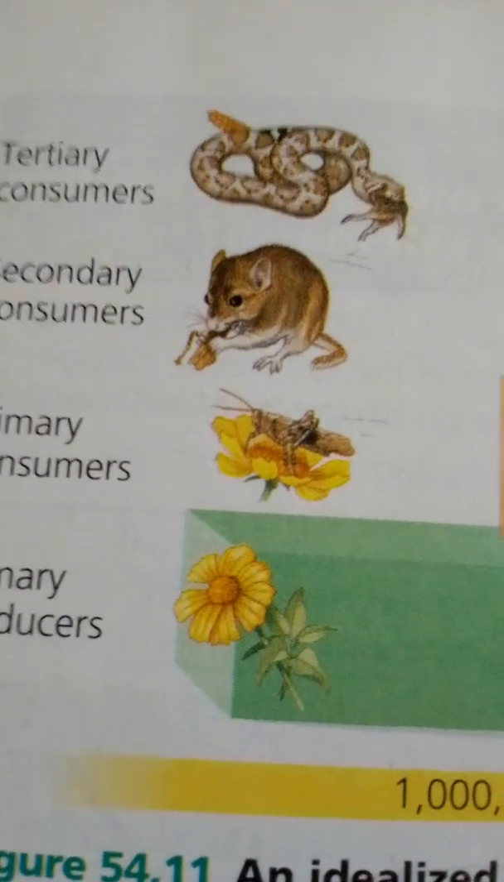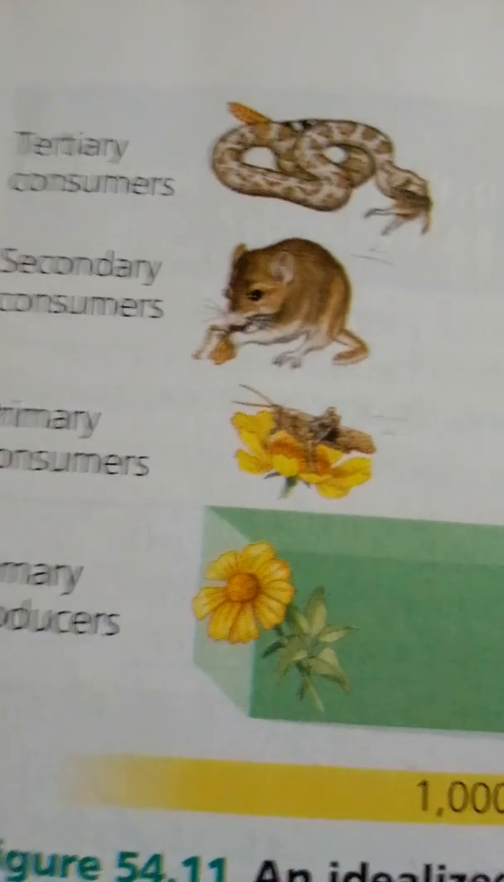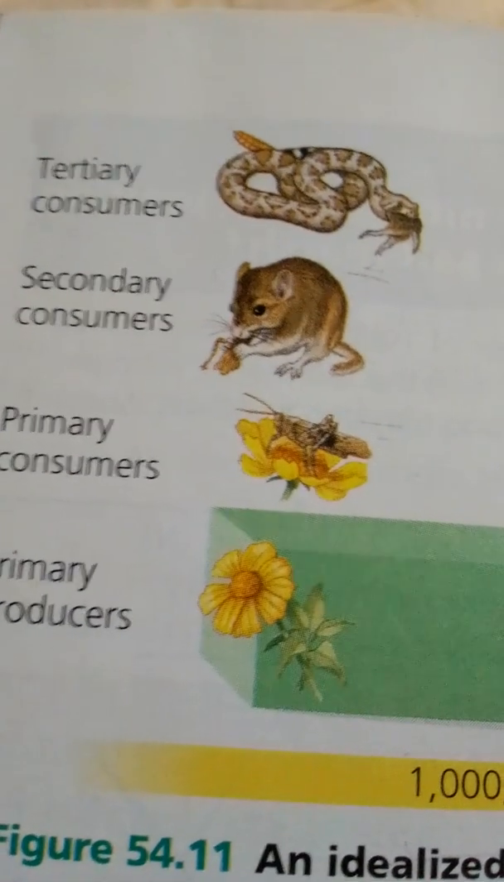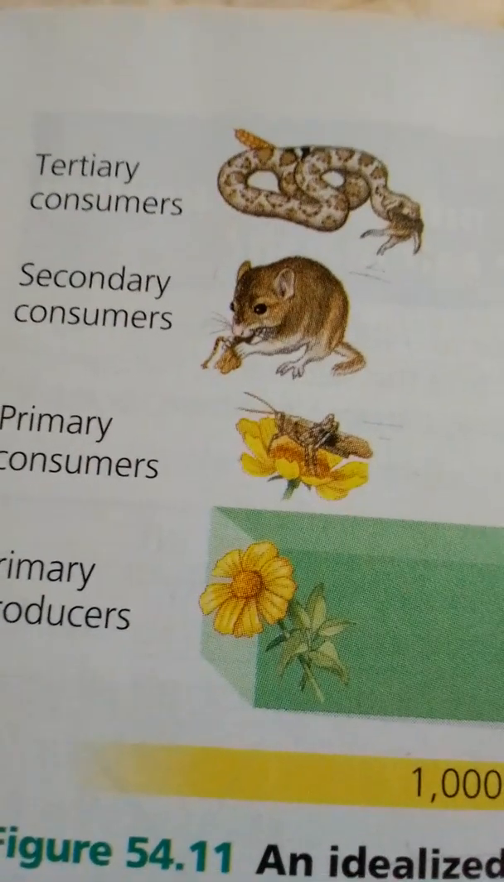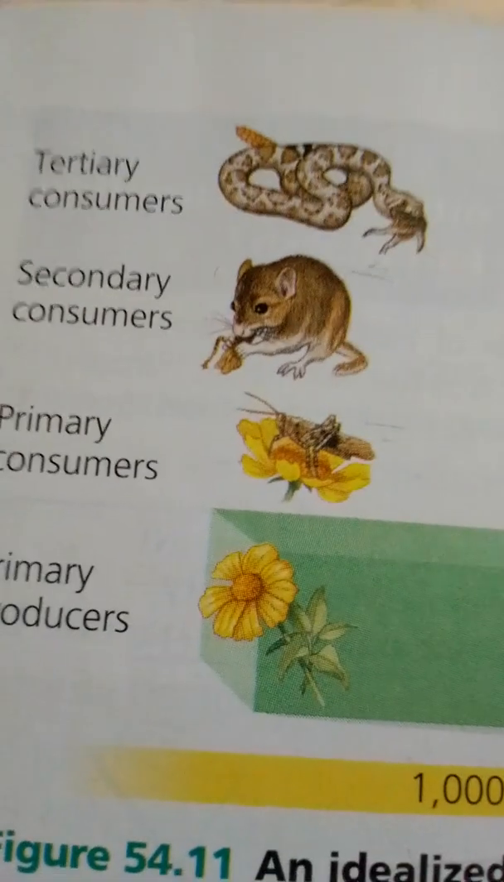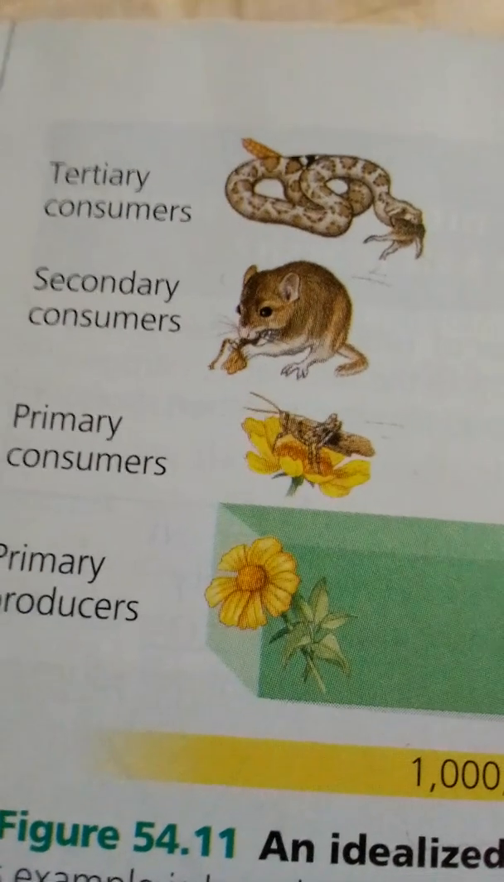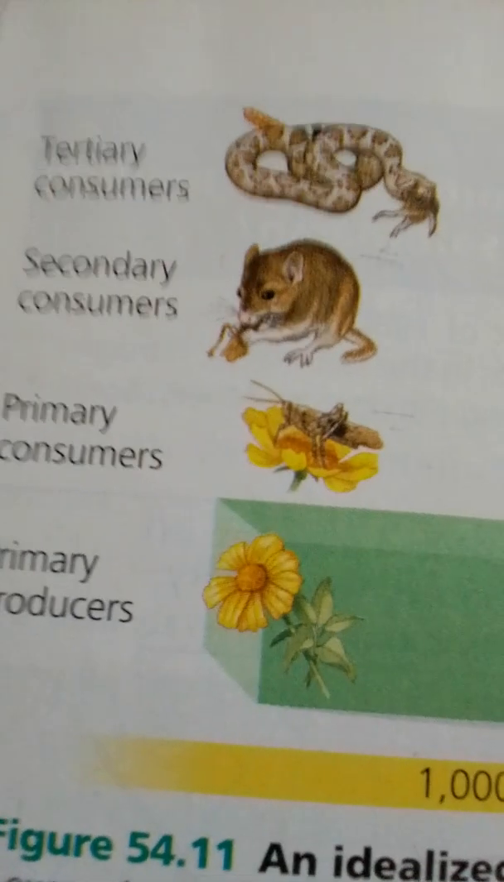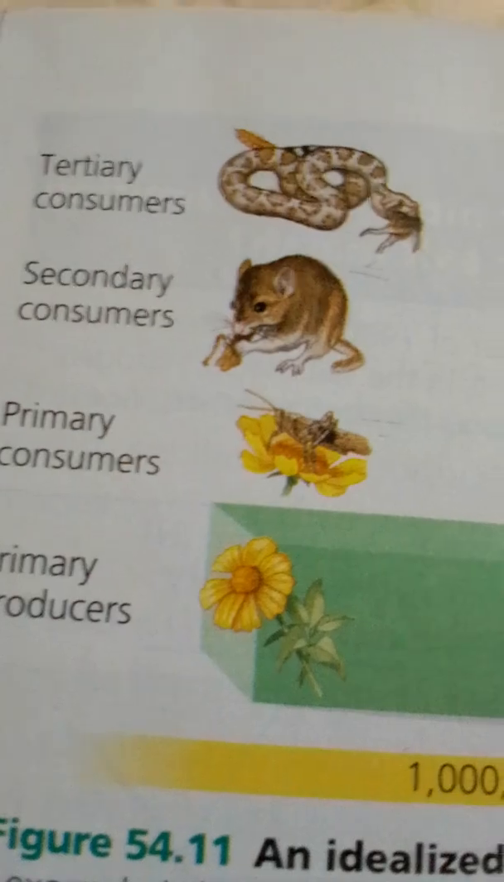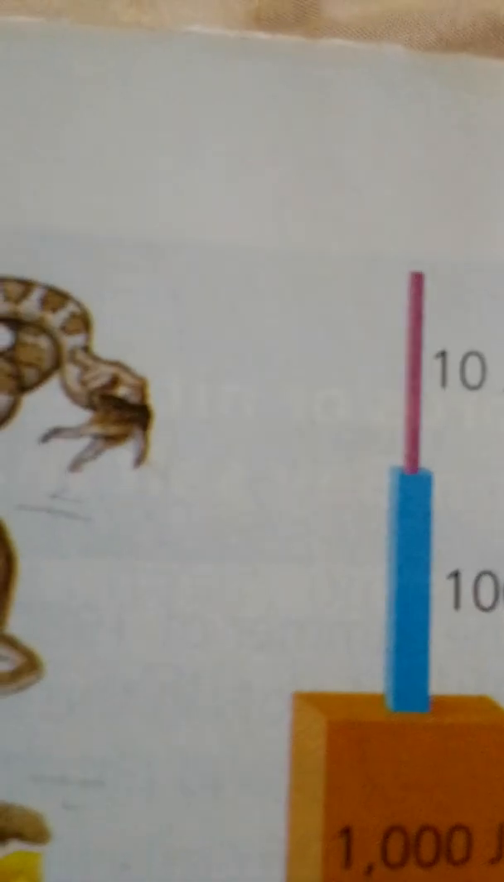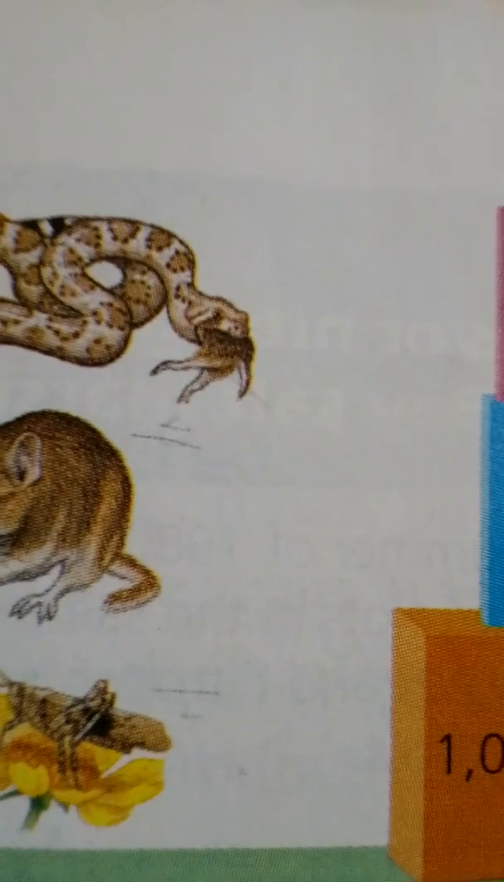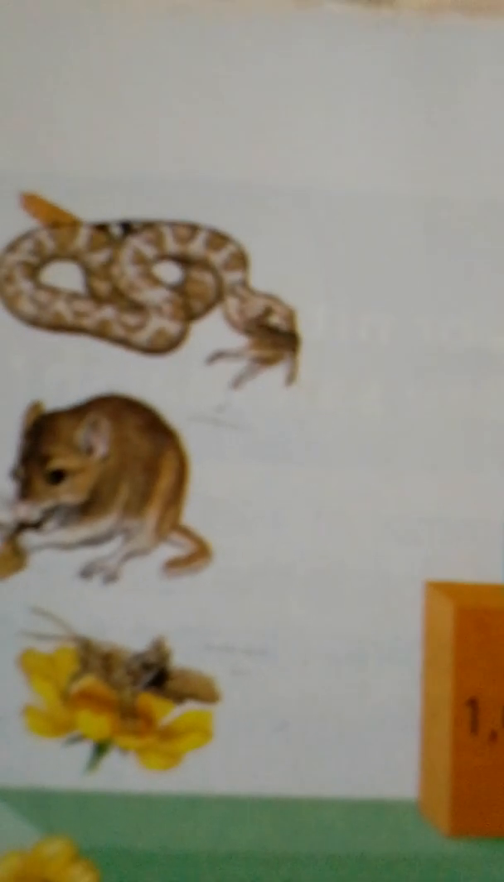In other words, 80% to 95% of the energy available at one trophic level is not transferred to the next, and this loss is multiplied over the length of a food chain. For example, if 10% of energy is transferred from primary producers to primary consumers, and 10% of that energy is transferred to secondary consumers, then only 1% of net primary production is available to secondary consumers, 10% of 10%.